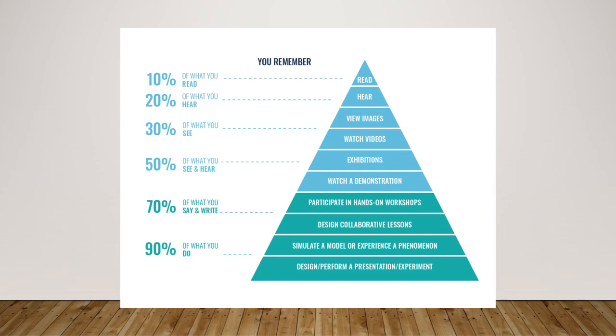So this is additional information for us. This is the representation of what we remember. You remember 90% of what you do, 70% of what you say and write, 50% of what you see and hear, 30% of only what you see, 20% of only what you hear, and 10% of what you read.